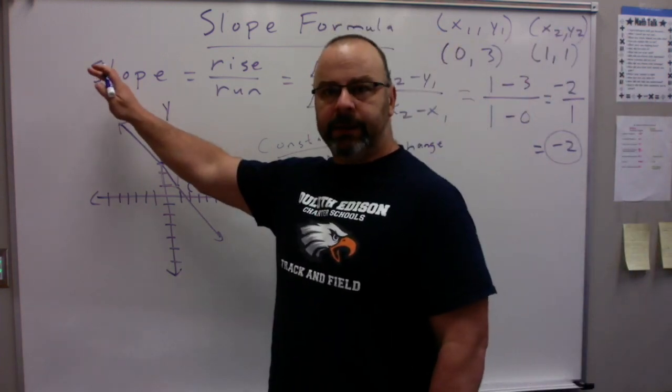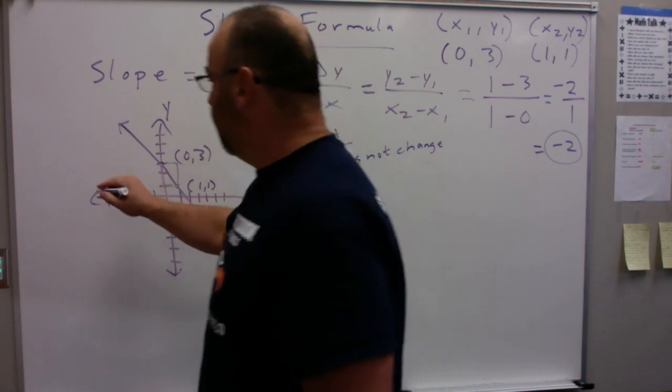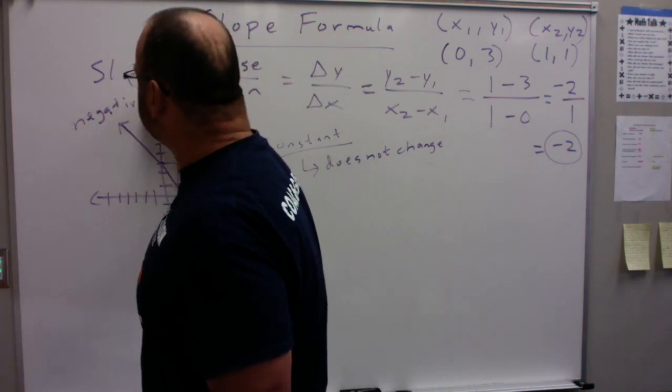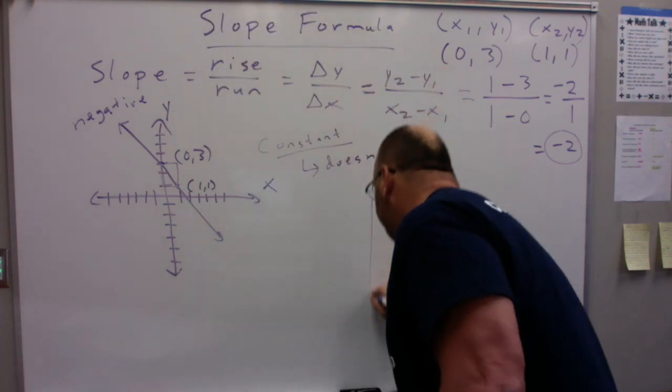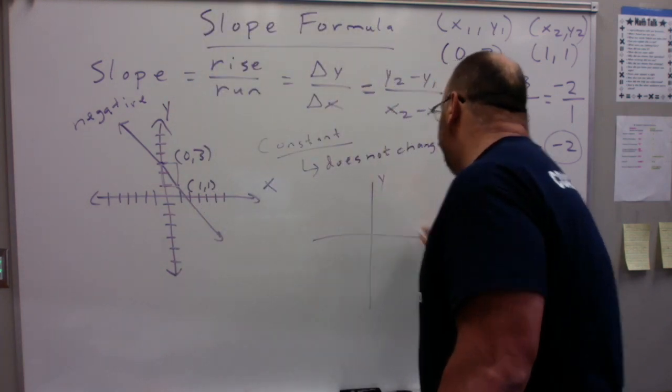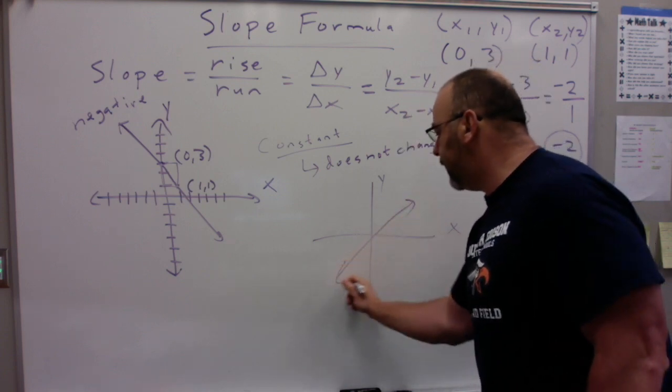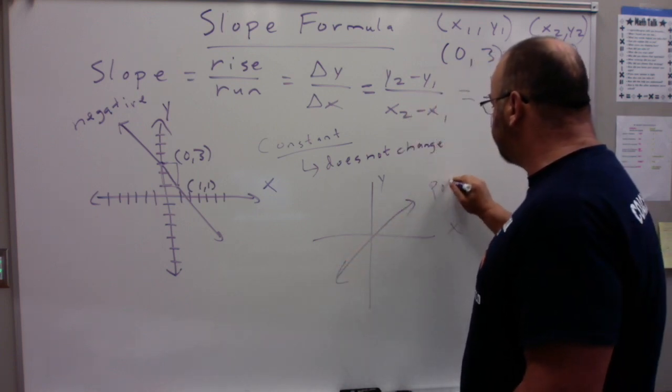Now, how do we know that that's going to work for this? Is it going up and to the left? Yes. If it is, this is going to have a negative slope. If I have a line that looks like this, if this is my y-axis, this is my x-axis, and the line goes this way, like this is going to be positive.